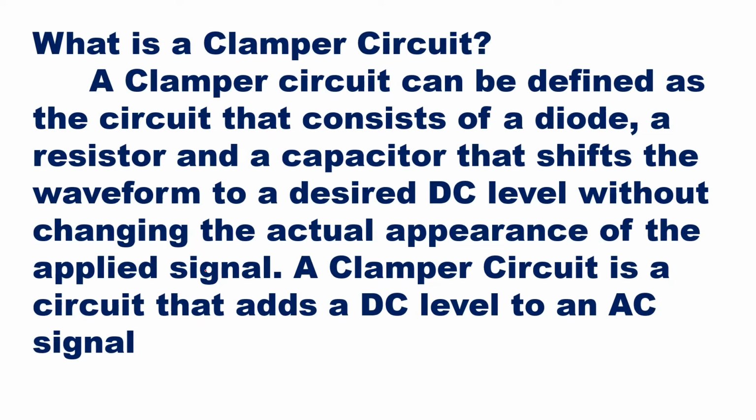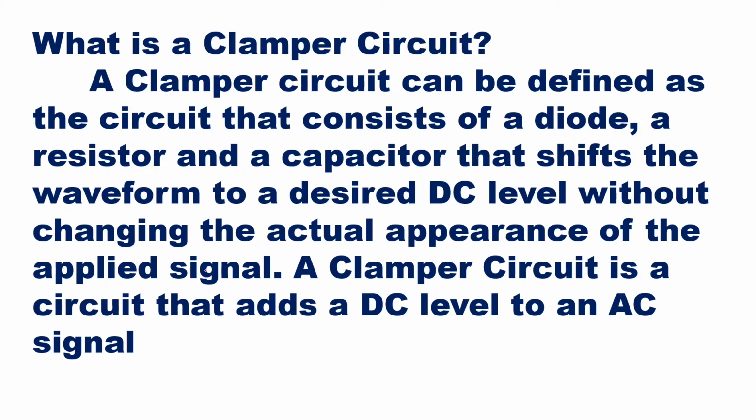As I've told you earlier, a clamper circuit can be defined as a circuit that consists of a diode, a resistor, and a capacitor. With a diode, you should have knowledge of how we forward bias it and what happens in forward biasing, and how we reverse bias it and what happens when the diode is reverse biased. Then you have a resistor and a capacitor which can store charge and discharge.